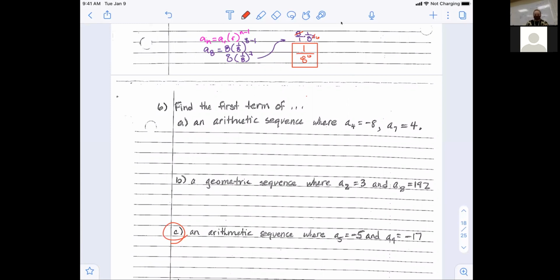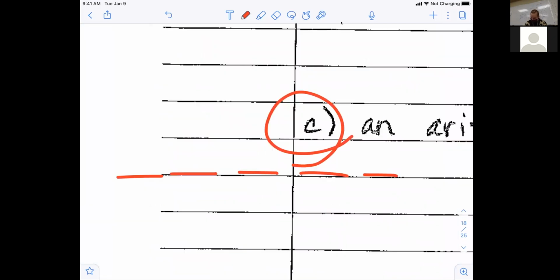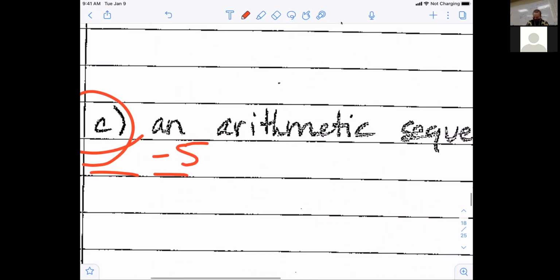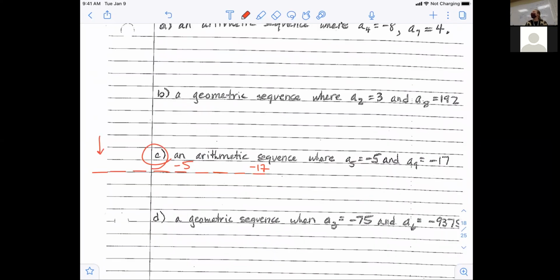So this problem, it says find the first term. So we're finding a sub 1 and it gives us a couple terms in the series. It gives us the 5th one is -5. It gives us the 9th one is -17. What we're doing is looking for the first term. What we're going to do is we're going to end up having a systems of equations because I can use my general form to find the 5th term and to find the 9th term, and that's going to help me figure out what the first term is.